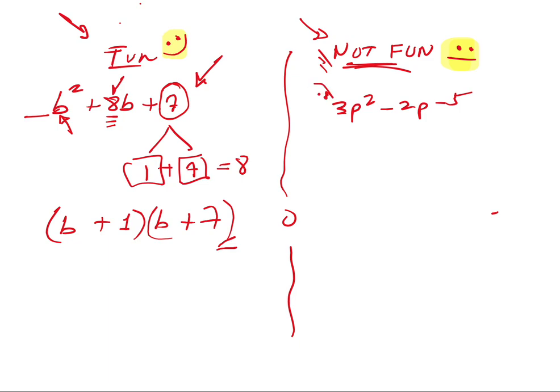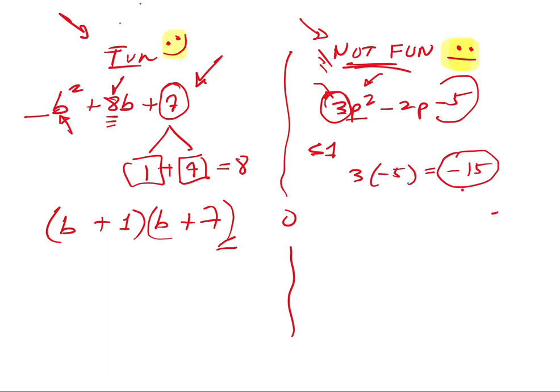Whenever there's a number other than 1 in front of the p squared, or the term that is being squared, these are the steps to be taken. Step 1, multiply the first number, the leading coefficient, and the last term, in this case negative 5. So 3 times negative 5. Let's see what that is. 3 times negative 5, that is negative 15.